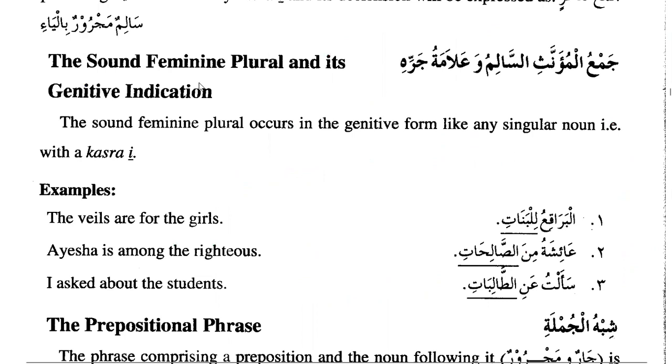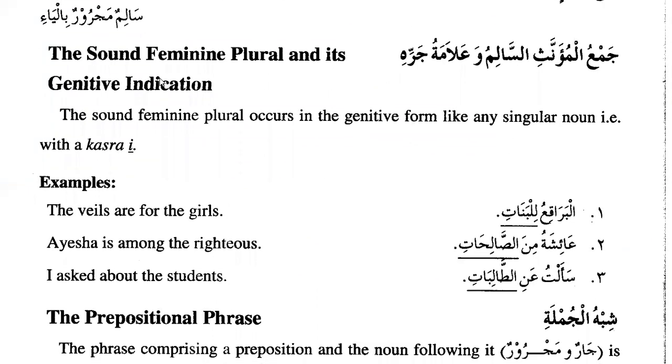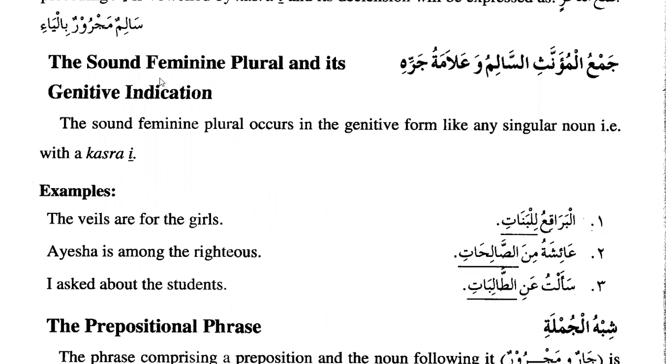Ahmed, read this. The sound feminine plural and its genitive indication. The sound feminine plural occurs in genitive form like any singular noun, that is, with a kasra. Examples: The gifts are for the girls. Al-hadaya lil banati. Aisha is among the righteous. Aisha minas salihati. I asked about the students. Sa'altu anit talibati.